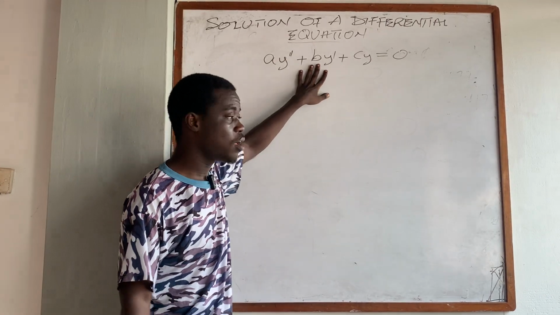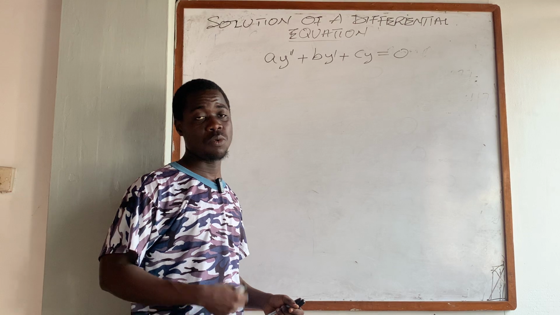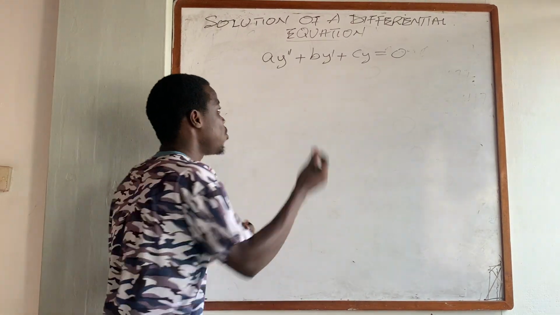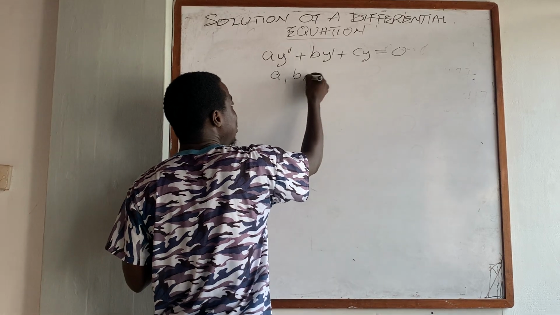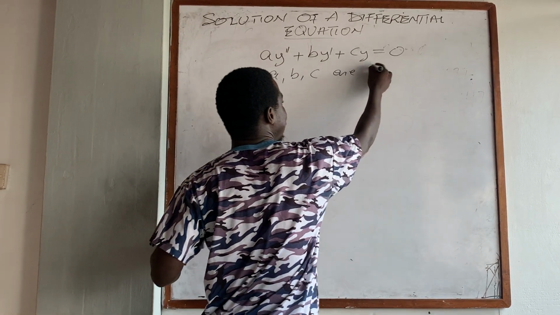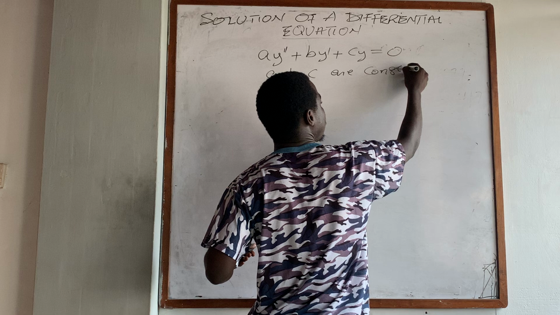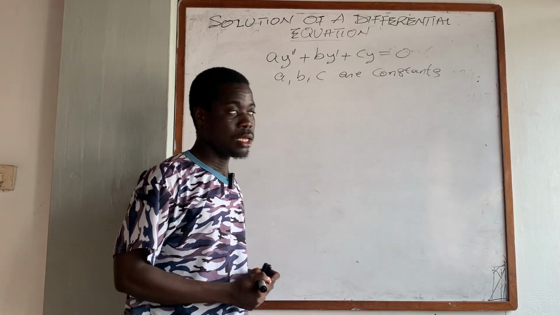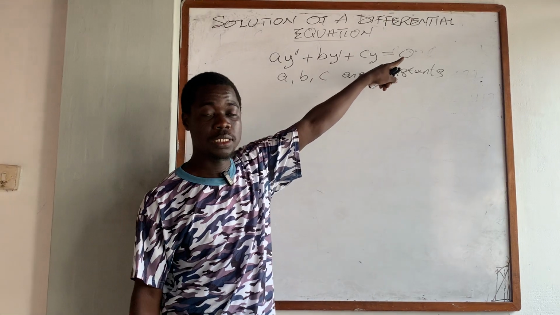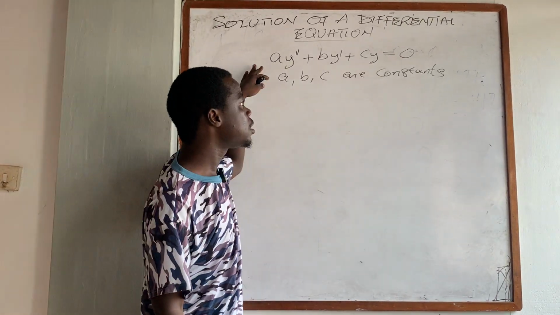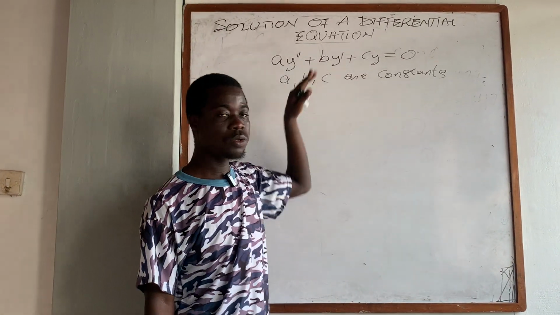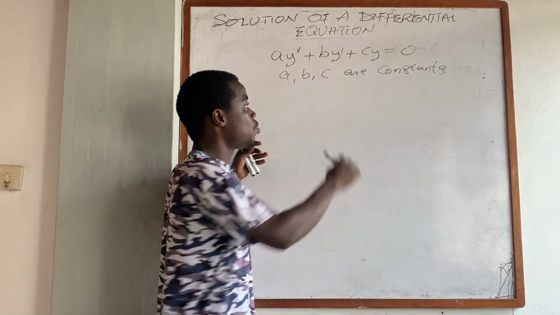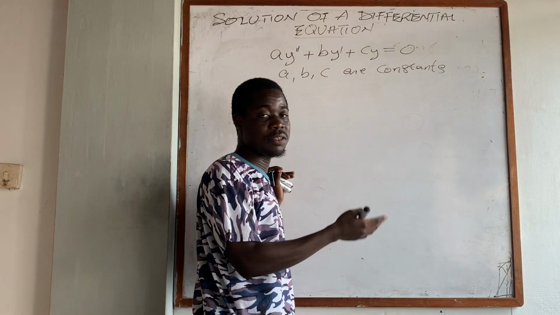So we are saying that if you have something like this, of which the coefficient of the unknown variables are constant. So here we assume that A, B, C are constant. And if they are constant, and you can see that here it is equal to 0, then it means that we have the homogeneous differential equation. Can you see that? So we have the second order homogeneous differential equation.